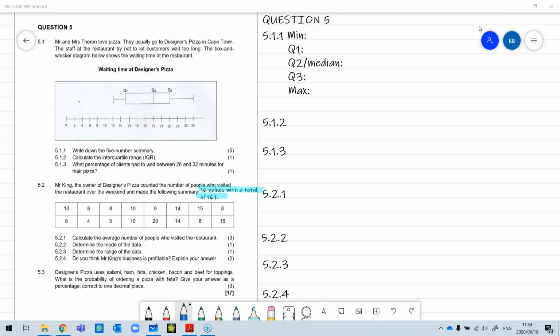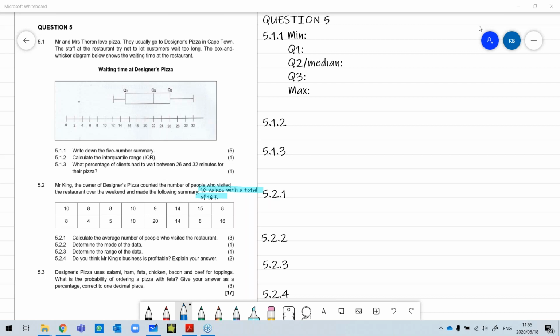Question 5. Mr. and Mrs. Theron love pizza. They usually go to Designers Pizza in Cape Town. The staff at the restaurant try not to let customers wait too long. The box and whisker diagram below shows the waiting time at the restaurant. Question 5.1.1. Write down the 5-number summary.